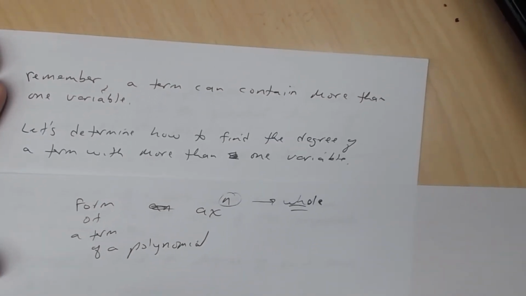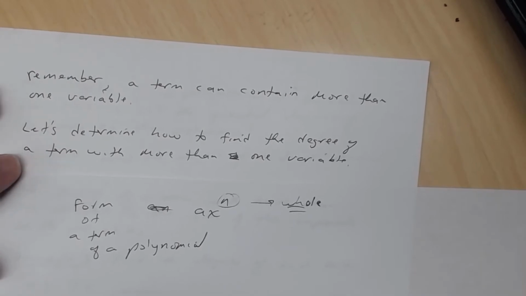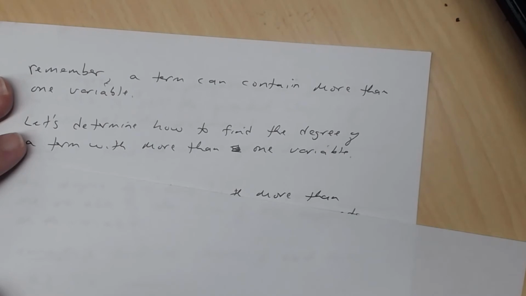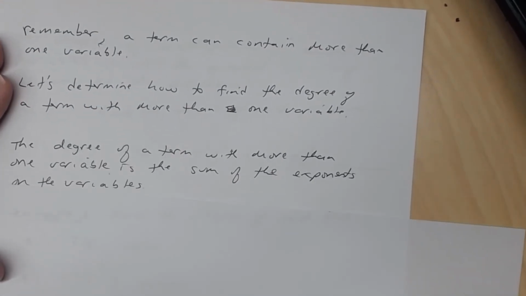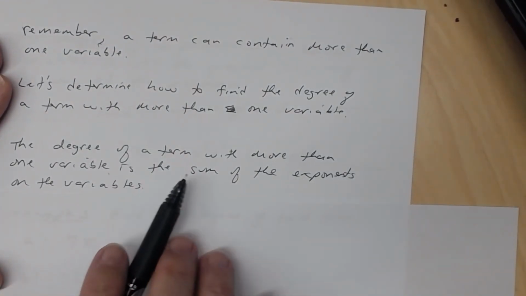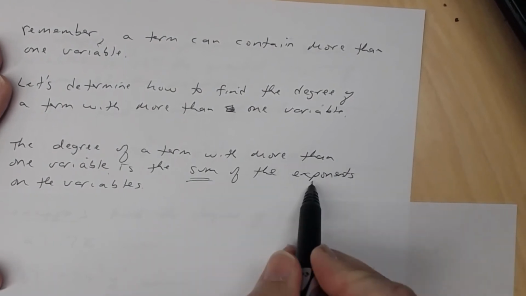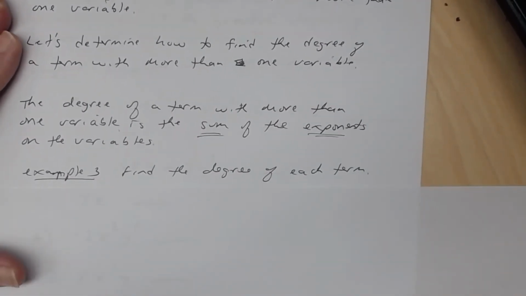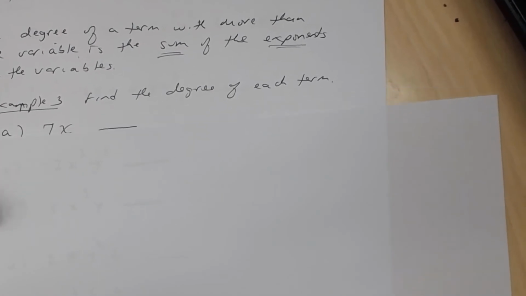So let's determine how to find the degree of a term with more than one variable. It's not very difficult. It's very easy to do. All you do is this. The degree of a term with more than one variable is the sum of all the exponents of the variables. That's all it is. You just add up all the exponents for the variables. All right, so watch how simple this is. Let's find the degree of each term.